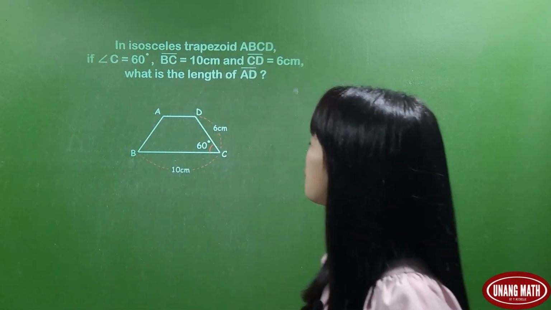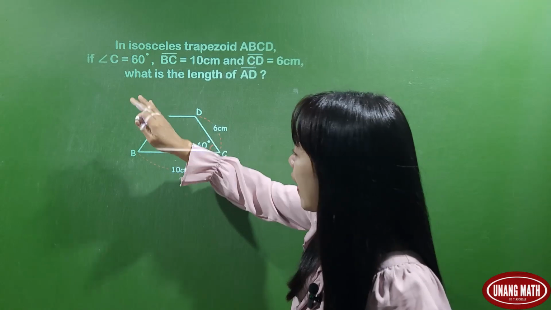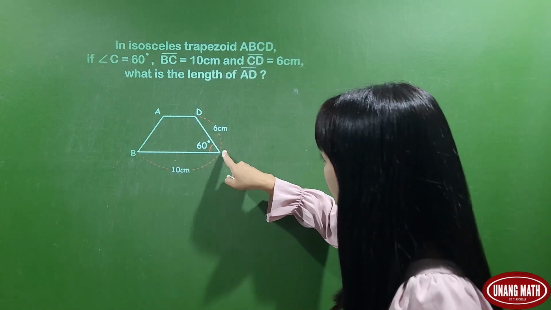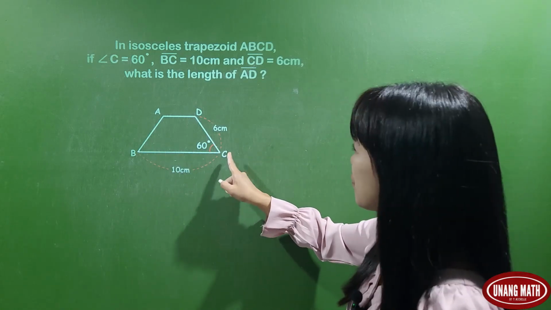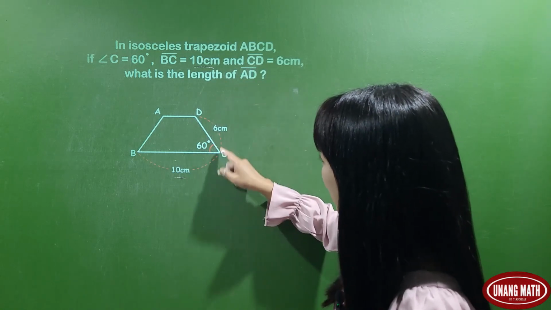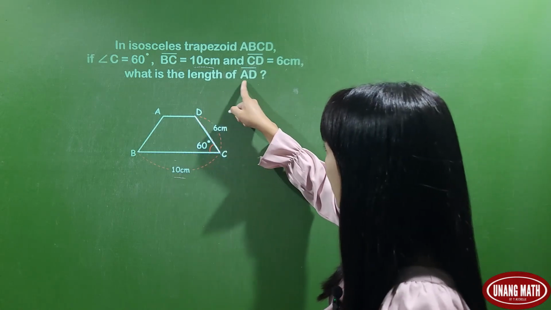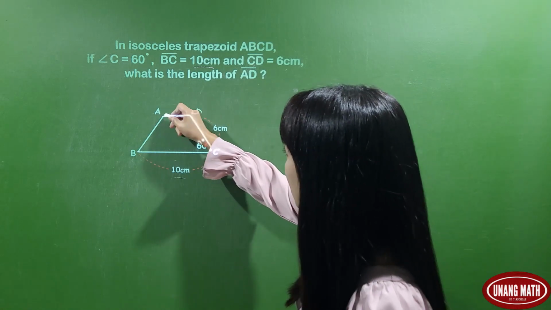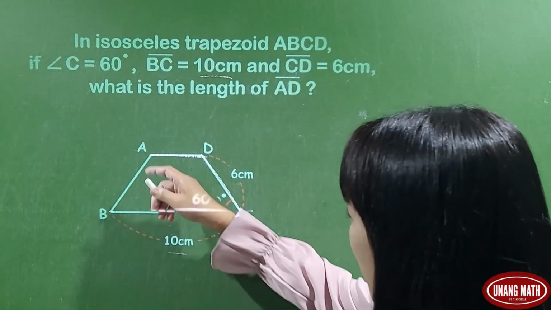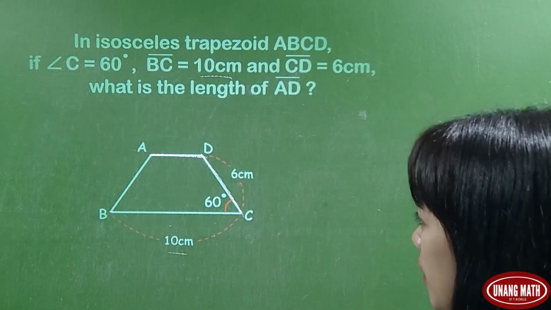In isosceles trapezoid ABCD, if angle C is 60 degrees, segment BC, or the base of this isosceles trapezoid, is 10 centimeters, and segment CD, or this side, is 6 centimeters, then we're looking for the length of AB, or this side of this trapezoid.